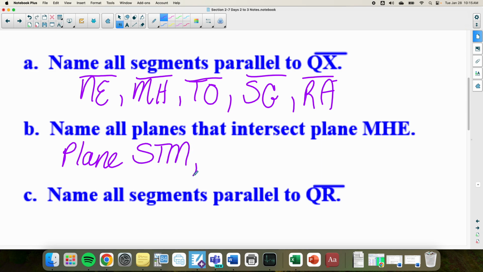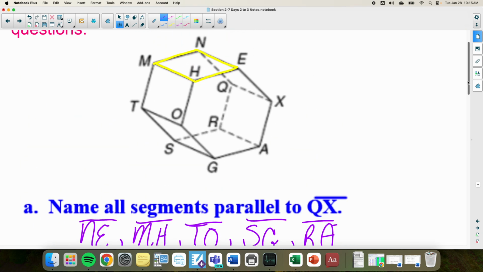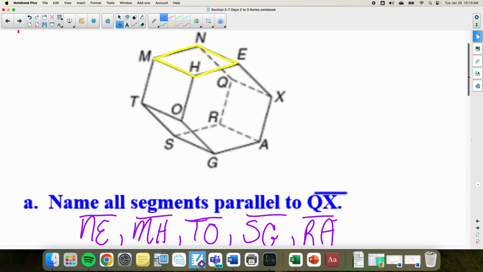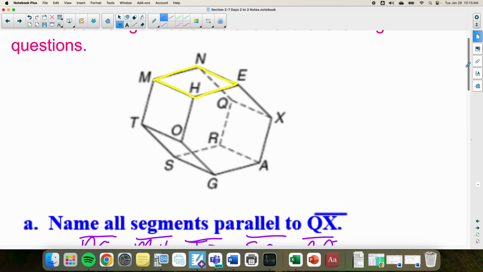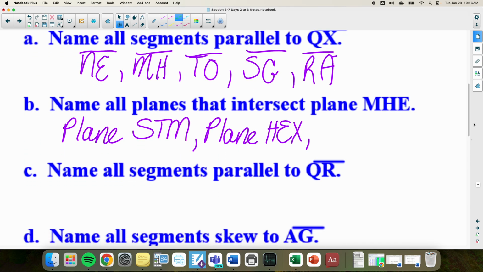So if the back one works, does the front one work? Yes. So do you agree I could say plain HEX for the first one? Okay. Alright. Then, what else do you see that touches it? MTO. MTO is correct. This one touches it. So we can say plain MTO.